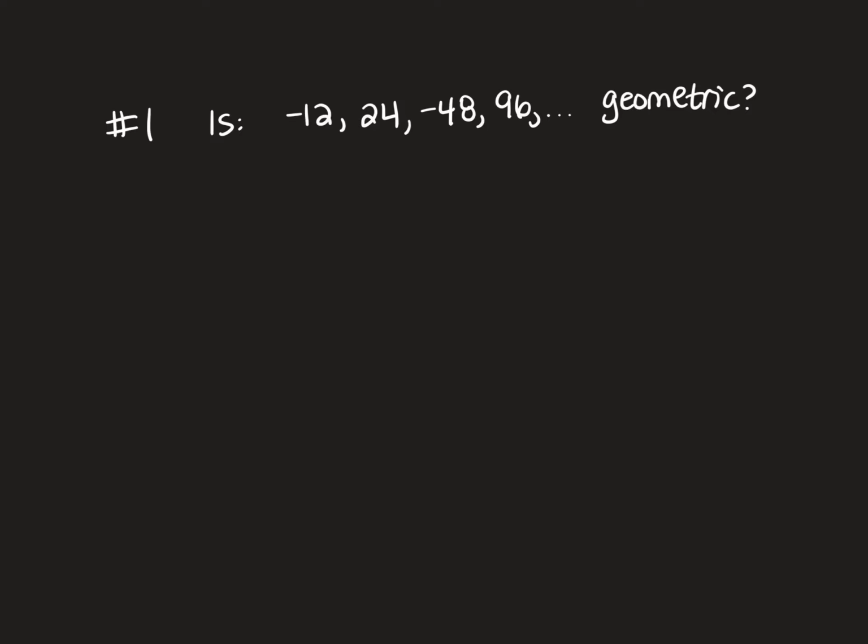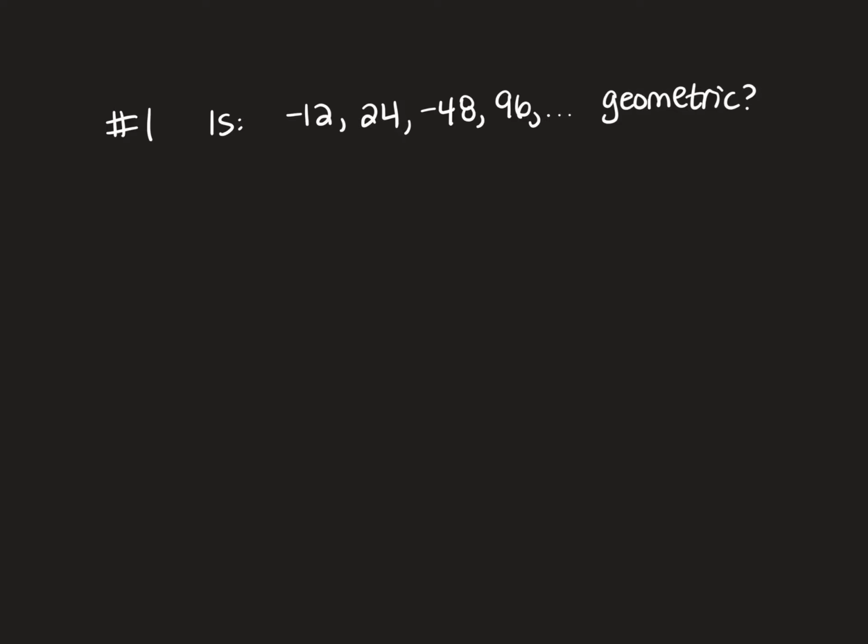Okay, let's talk about numbers 1 and 2 in this video. So 1 will be the first part, 2 will be the second part. Is this sequence geometric? In order for it to be geometric, remember we have to be multiplying by the same common ratio to get each subsequent term.